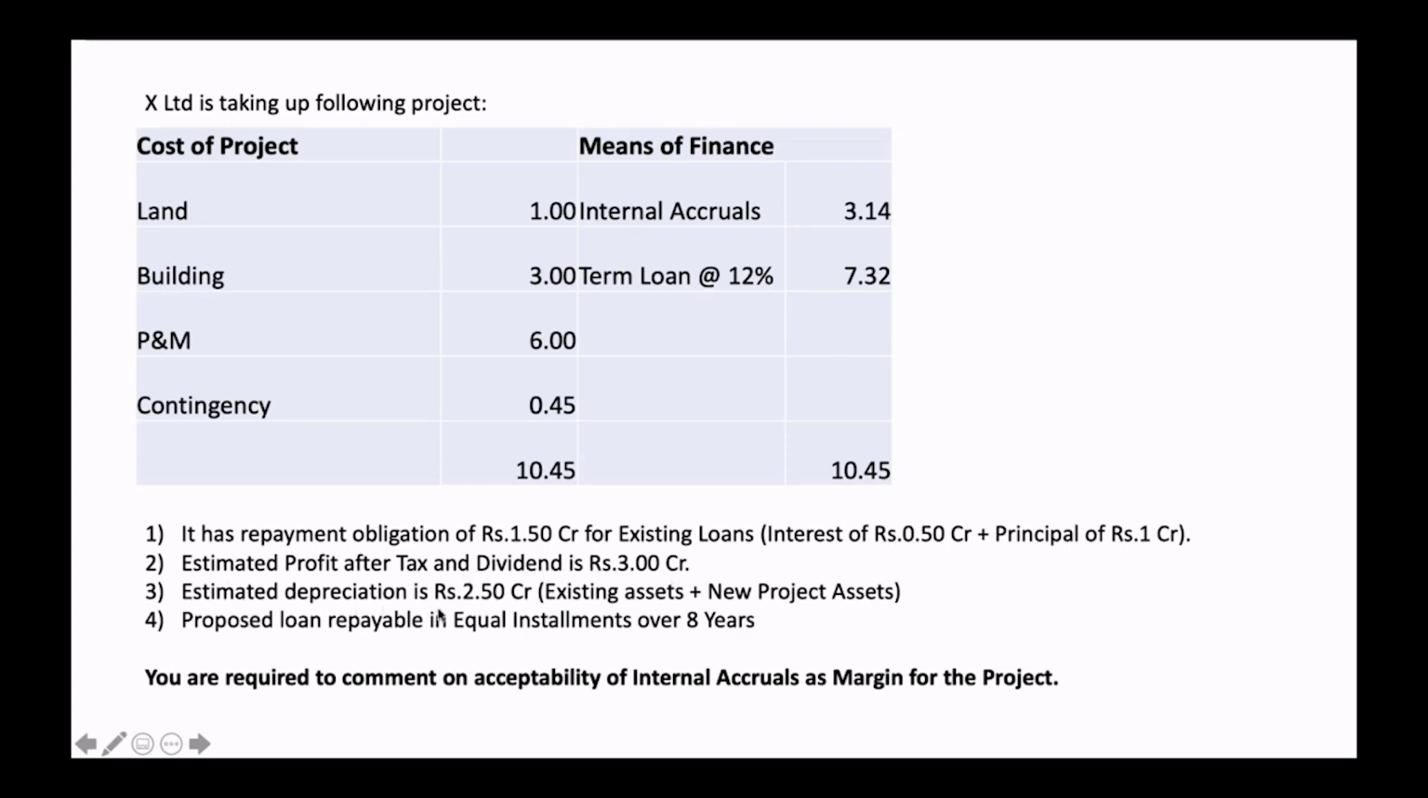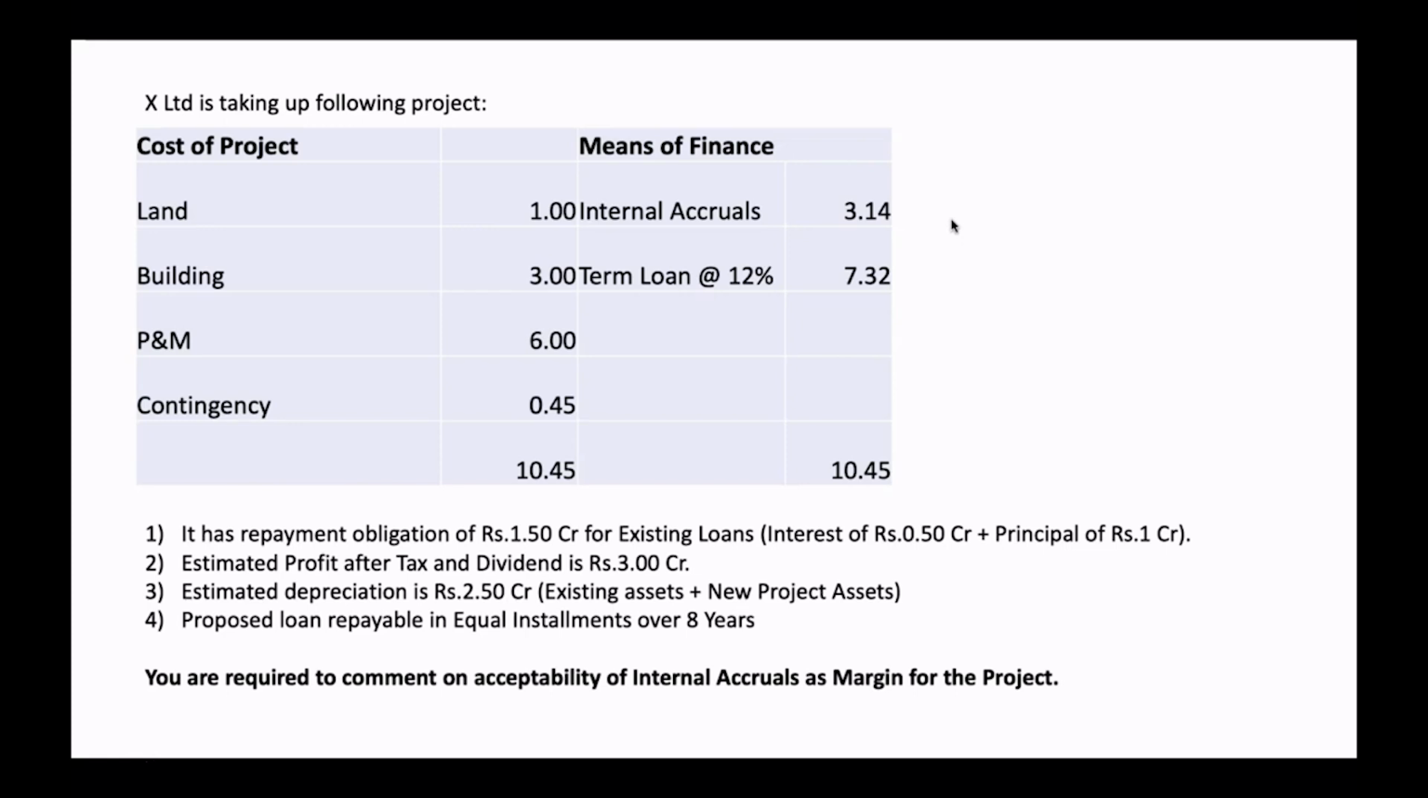Okay, estimated depreciation is 2.5 crore. This is both on the existing asset as well as the new project asset. Then the proposed loan is repayable in equal installments over a period of 8 years. Okay, you are required to comment on acceptability of internal accruals as margin for project, whether this internal accruals can be accepted or not. Okay, so how would you take that decision?